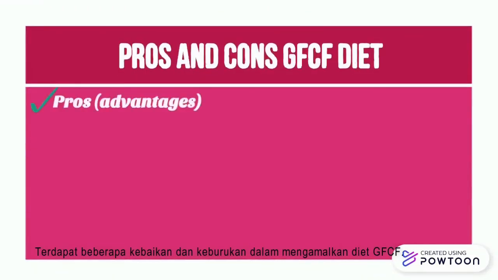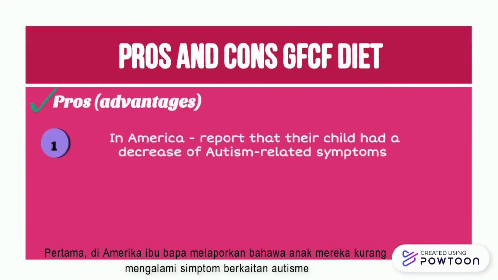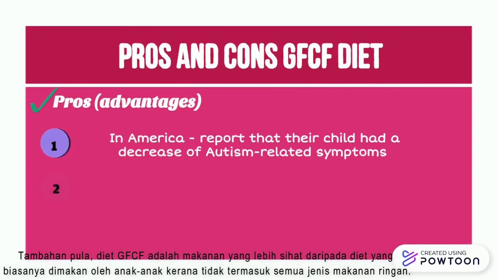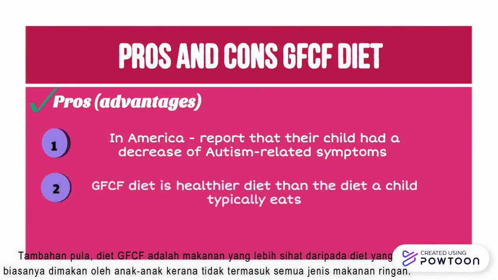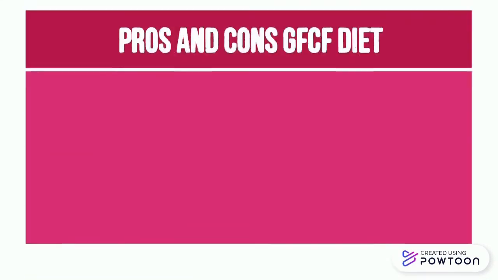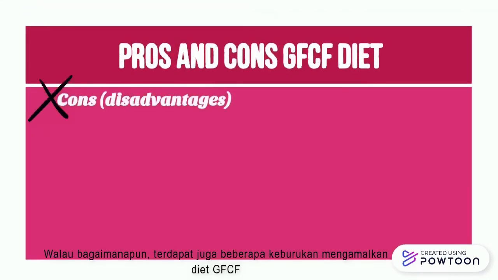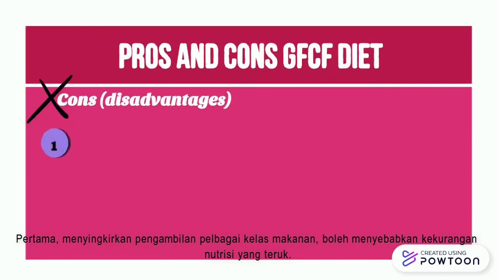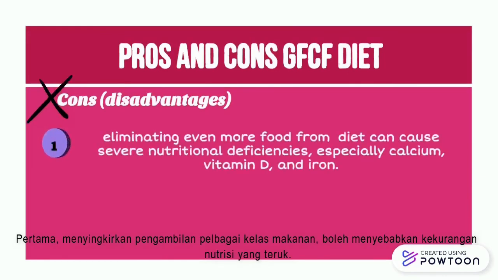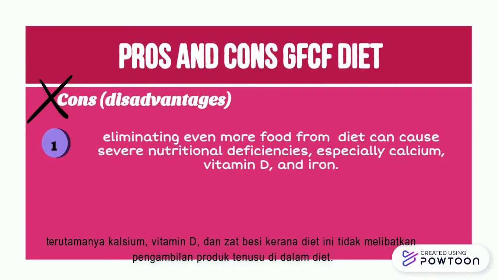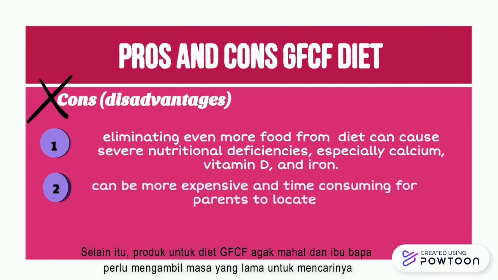There are several pros and cons of applying GFCF diets. Firstly, in America the parents report that their child had a decrease of autism-related symptoms. Furthermore, GFCF diet is a healthier diet than the diet a child typically eats as it excludes all types of junk food. However, there are also several cons of applying the diet. Firstly, eliminating more food from the diet can cause severe nutritional deficiencies, especially calcium, vitamin D, and iron as this diet excludes dairy products from the diet. Furthermore, it can be more expensive and time-consuming for parents to locate the products.